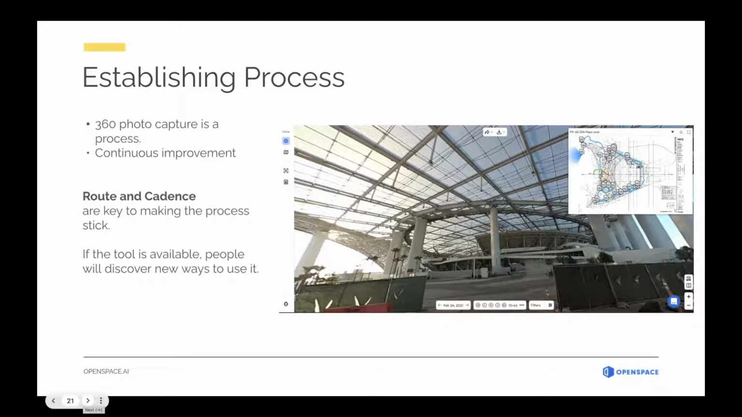And so the key to making this work, if you are interested in using this platform, this technology, is routing cadence. And I heard that from any number of Turner folk and from the other people, that if you're going to make this work, you have to have a cadence, and the cadence for us is weekly.